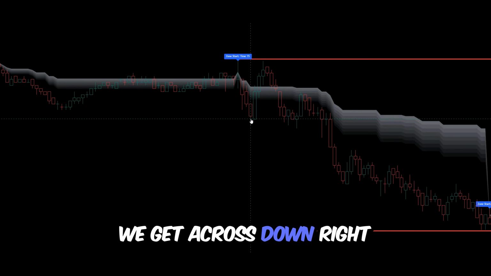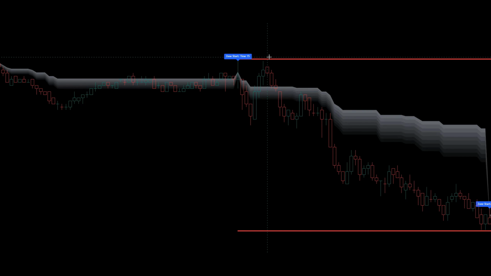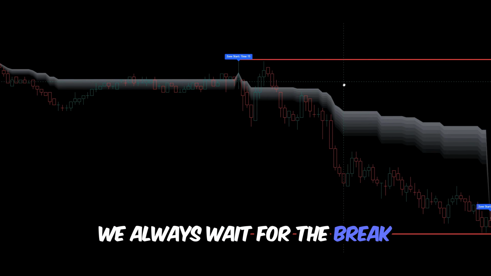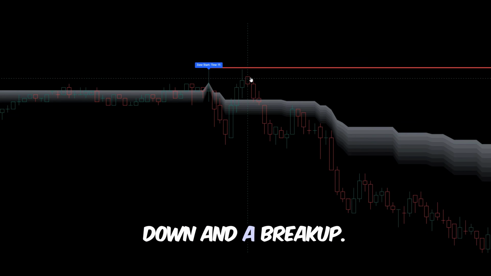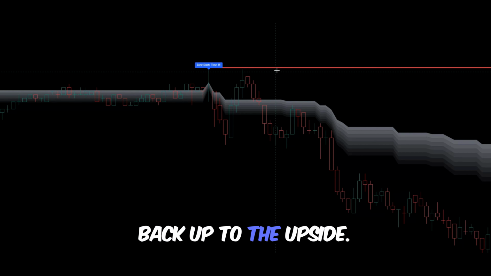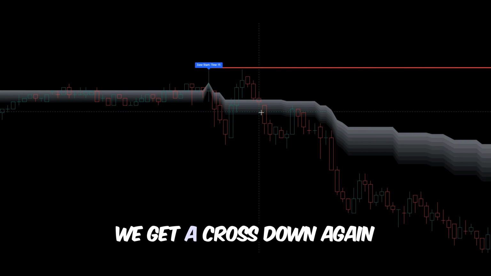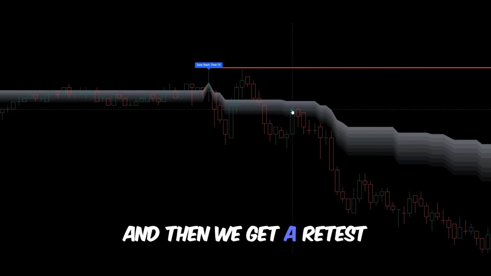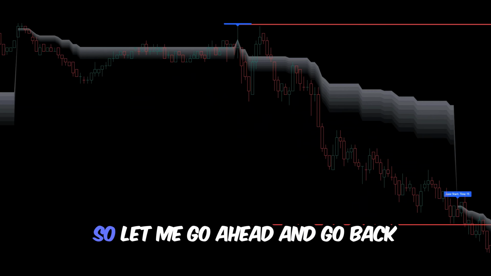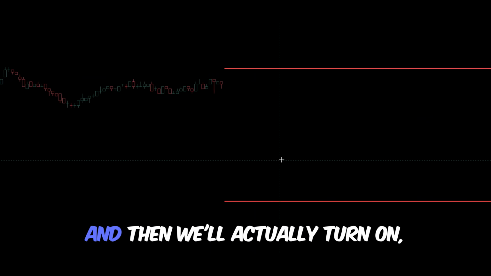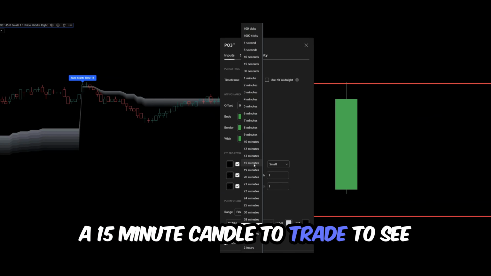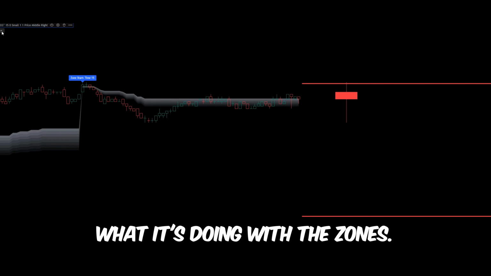We get a cross down right here and a cross up. We always wait for the break and retest in order to take these trades. So we get a cross down and a break up. Well, there's no retest back up to the upside. We get a cross down again, and then we get a retest, and look at it fall. So let me go back to the start of that, and then we'll turn on a 15-minute candle to trade to see what it's doing with the zones.